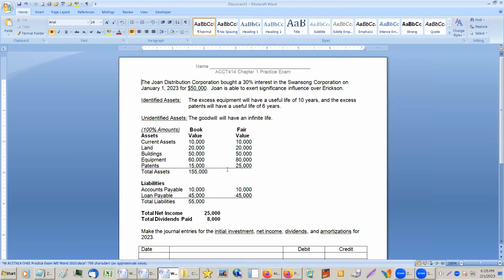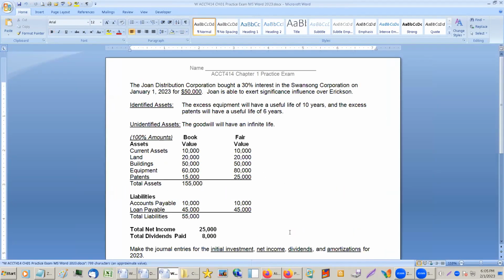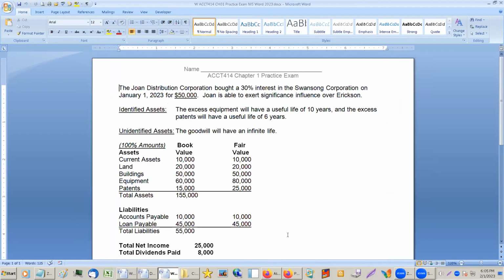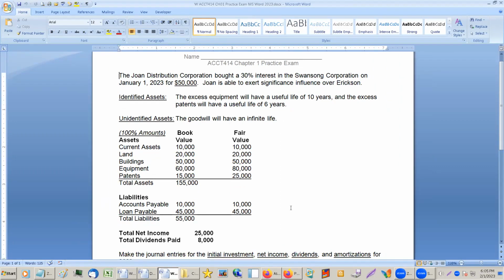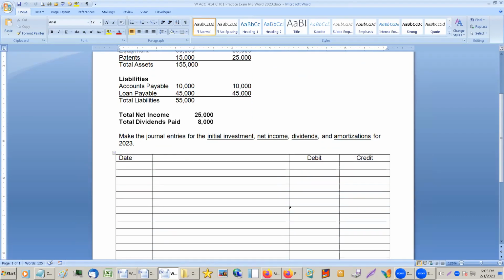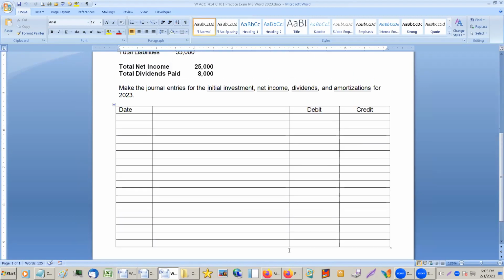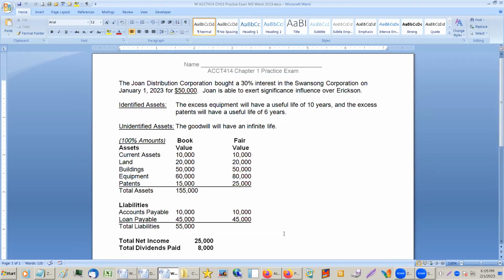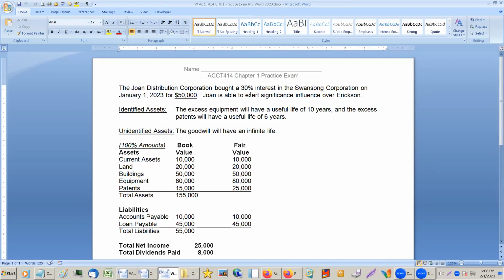Okay, so the practice exam, this one's a little bit more involved. Your exam will be similar to this, and it's a little more involved than what we've been doing, but a lot of it's the same. Let's do the easy entries first, and then we'll go on with the more difficult ones. So the first easy entry, they bought it for 50,000.